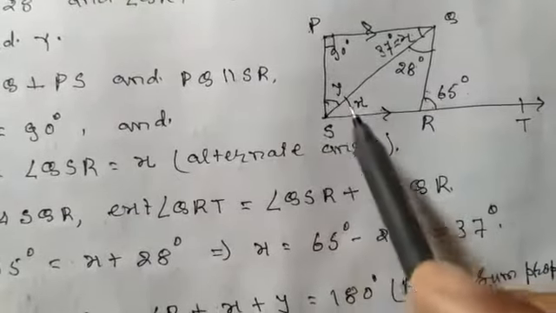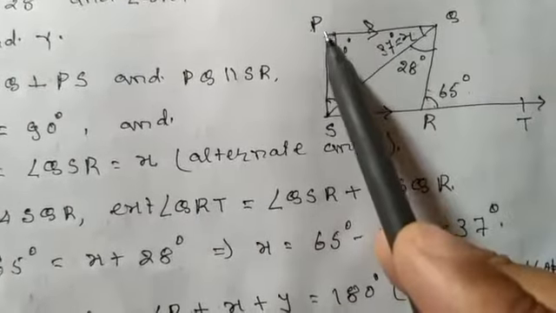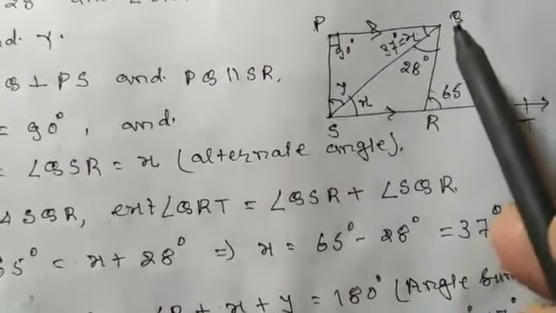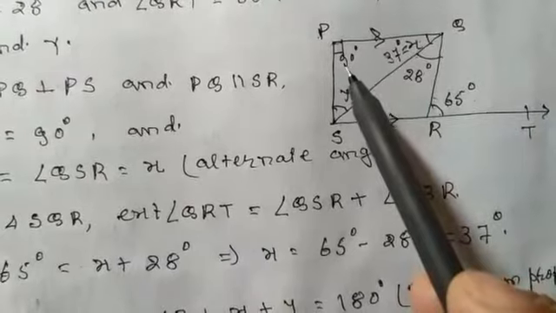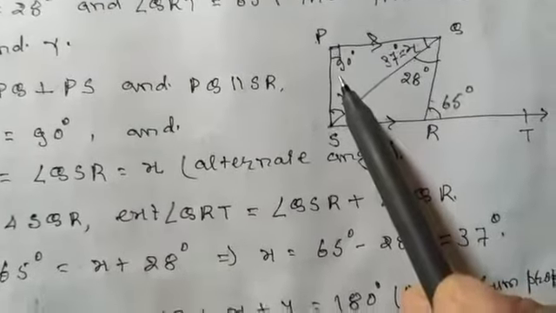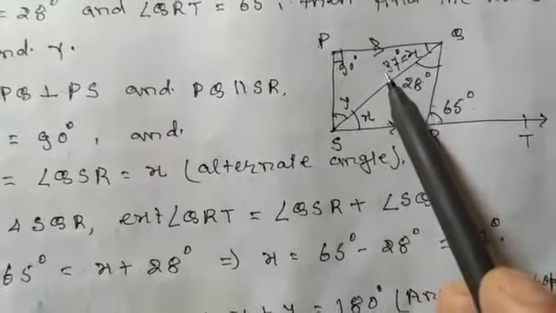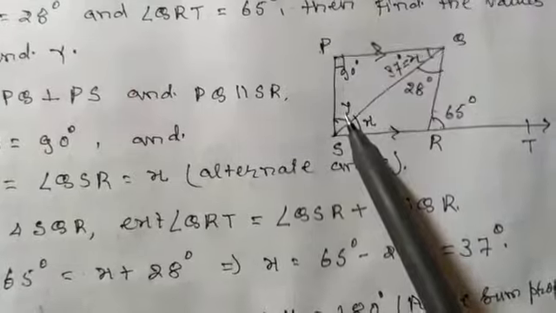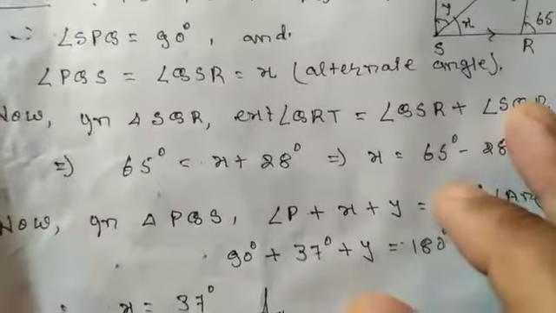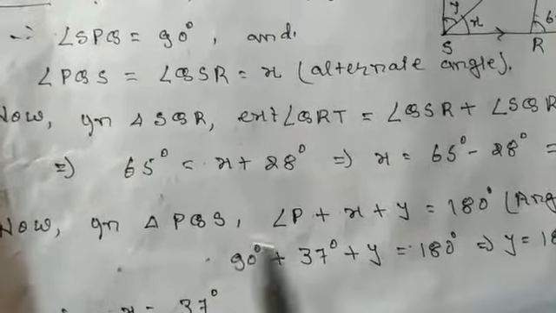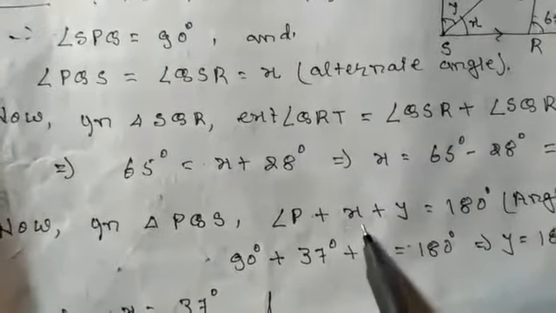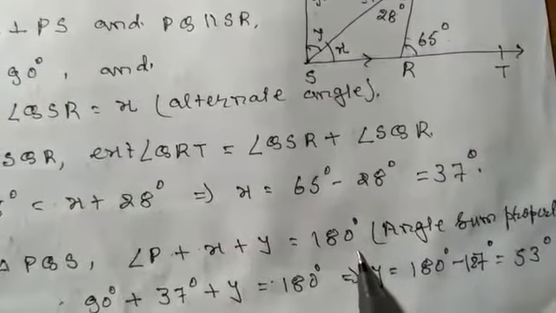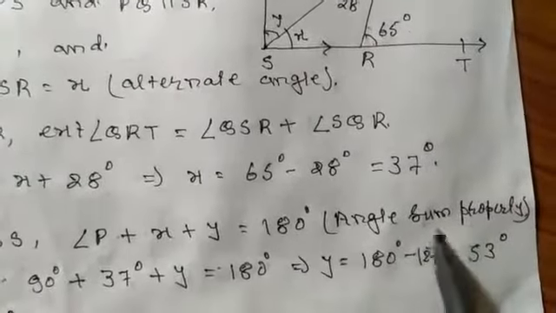So now we will take triangle PSQ. In triangle PSQ, we have the measurement of two angles, that is angle P equals 90 degrees and angle Q equals 37 degrees. So now we have to find the value of Y. In triangle PQS, angle P plus X plus Y equals 180 degrees. This is due to the angle sum property of a triangle.